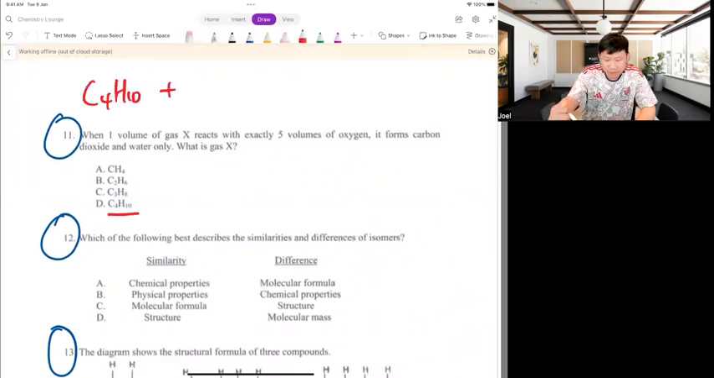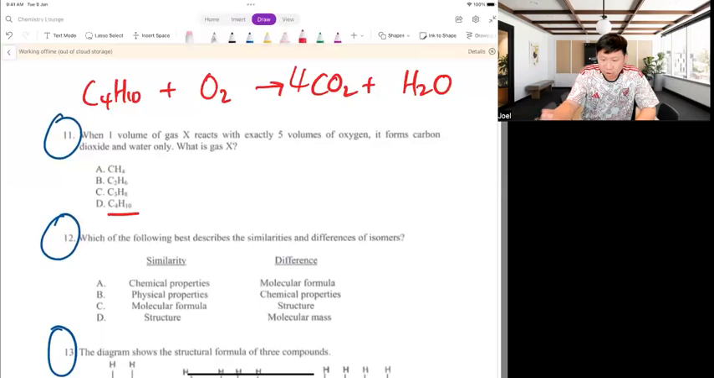C4H10 plus O2 gives you CO2 plus H2O. I try to see if I can work it out. 4 times 2, 8 plus 5, wrong already. This 13/2, wrong already. So not D.